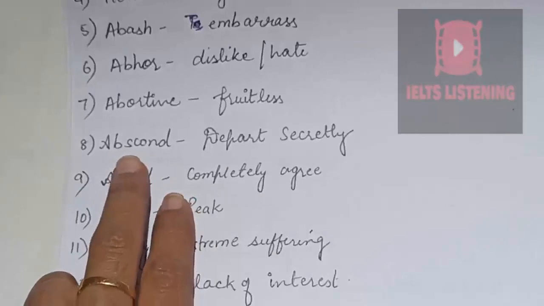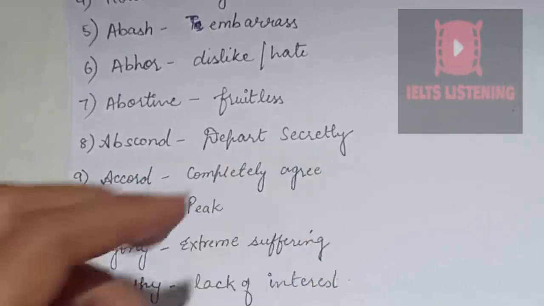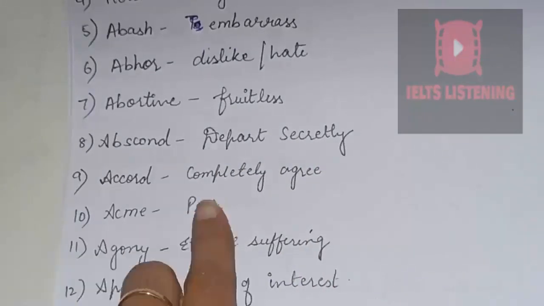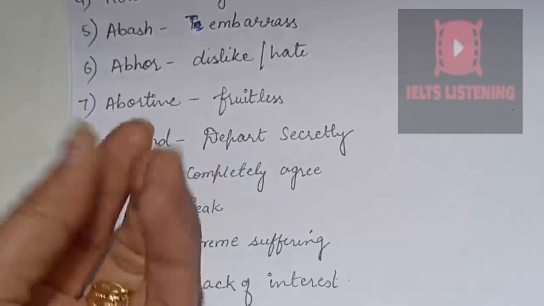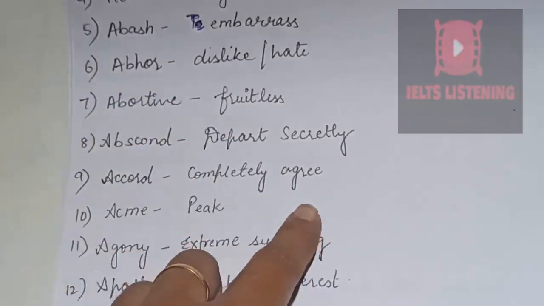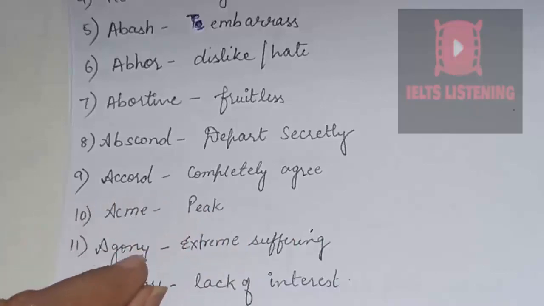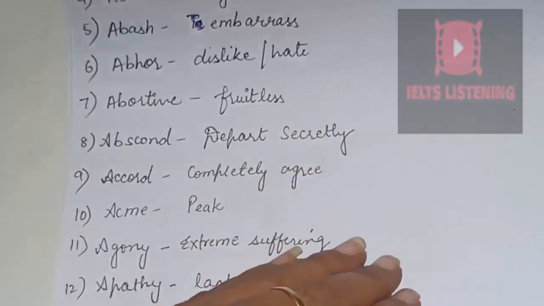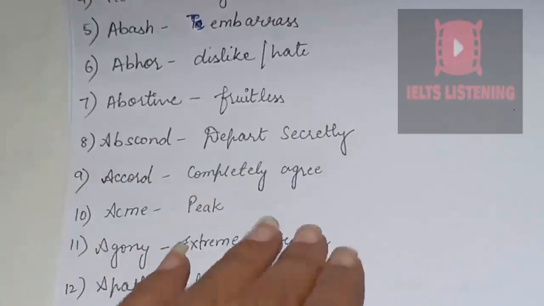Next is abscond, means depart secretly. You can use this word as: Vijay Mallya absconded from India after taking a lot of money from the bank. Accord means completely agree. You can use this word in writing. Instead of saying that I completely agree with the notion, you can say I accord with the notion.